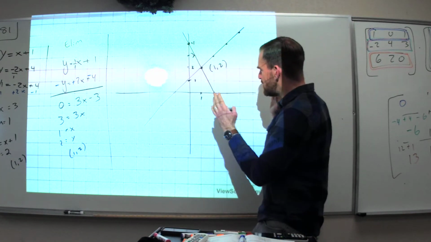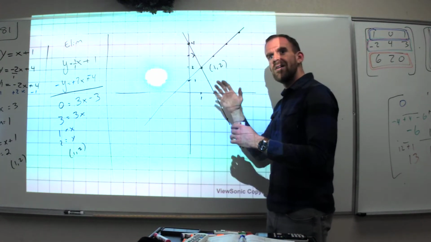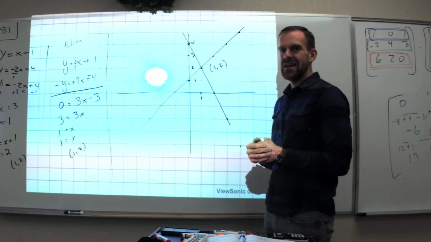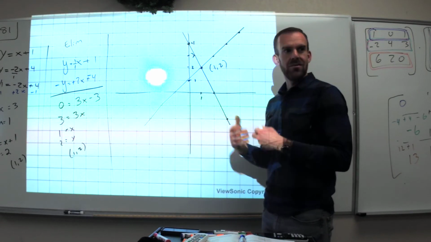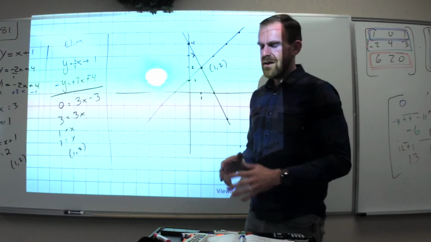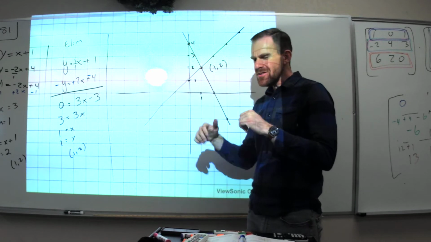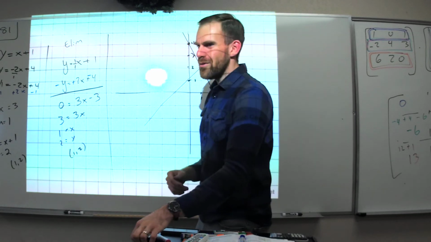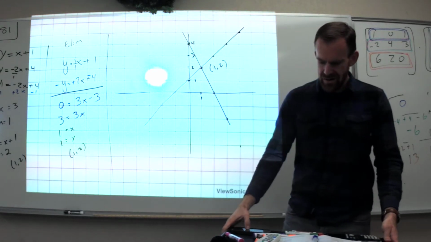So if this is a legit method of solving, we should be able to graph the two lines and get 1, 2. Did we? Yes. So, happy campers? Yeah. Well, we don't like graphing, right? Because it's hard.